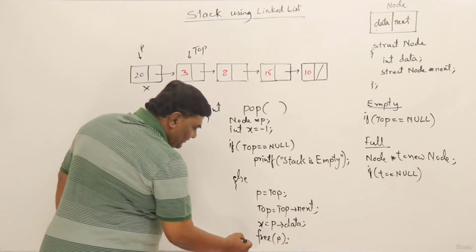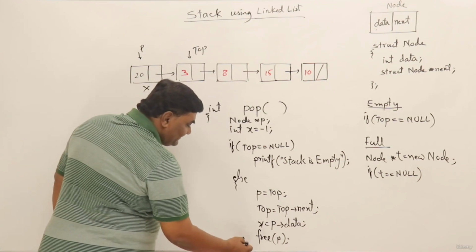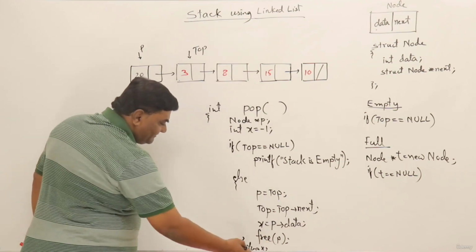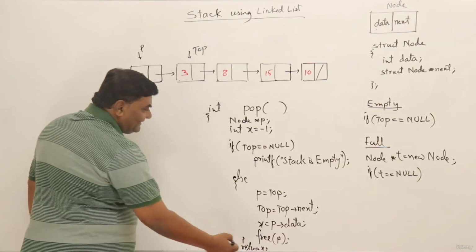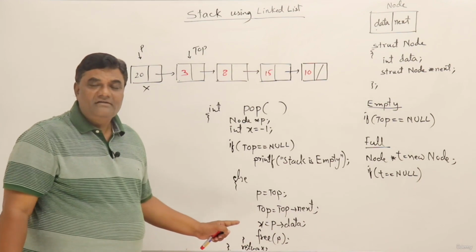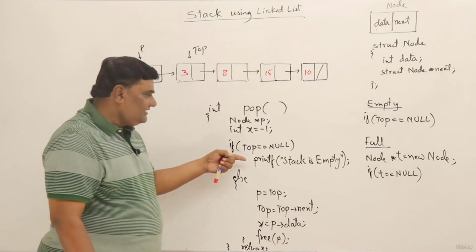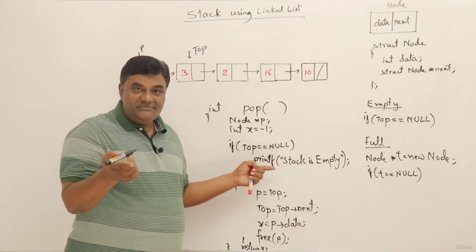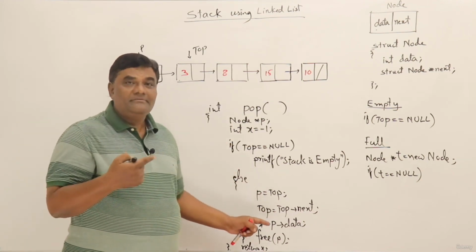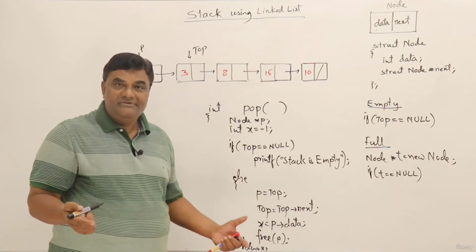Then the last statement I have to write after else, that is return X. I should return the deleted value. There is no space, I am just writing here return X. So whatever value is deleted, that value will be returned. If it is unable to delete, because the stack is empty, then it will return -1. So if this function is returning -1, it means the stack is empty.